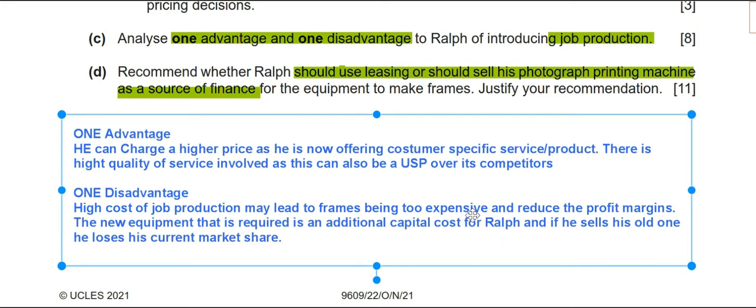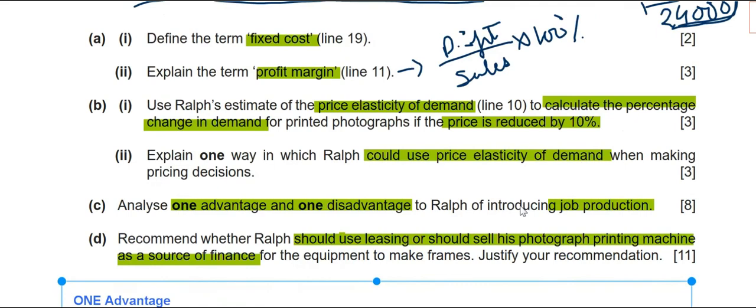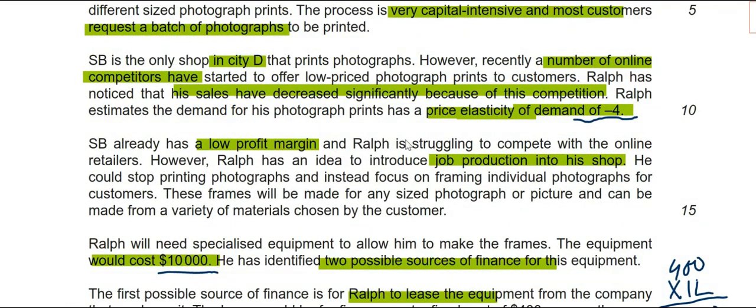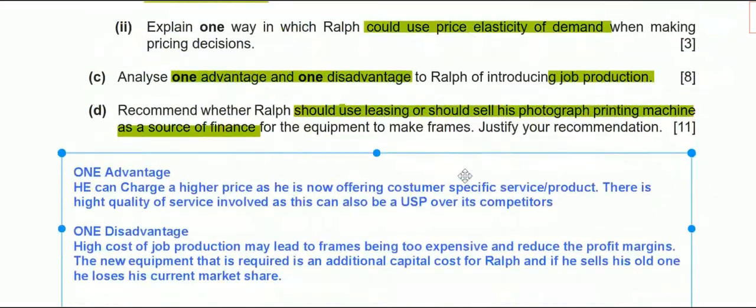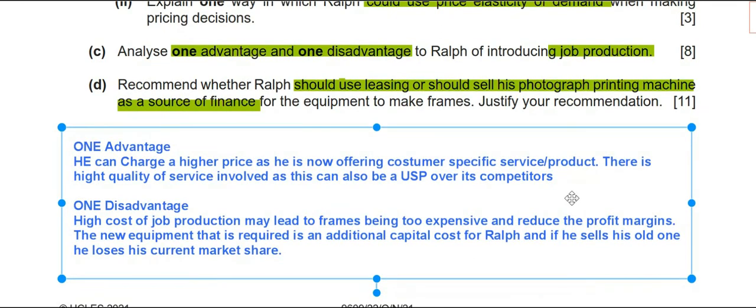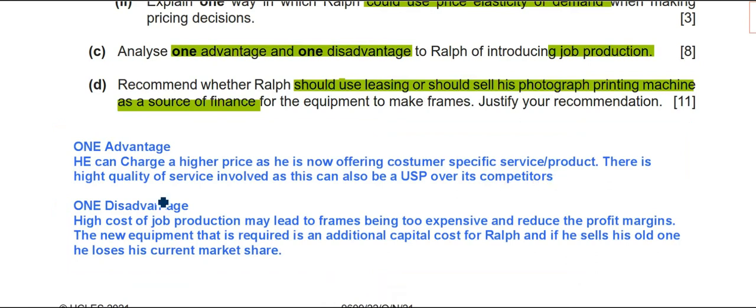And this can lead to more profit for Ralph, as he will be having this unique selling point over his competitors, because remember it was mentioned over there that now there are more online competitors available which are offering low price photograph prints. So definitely now he will be able to develop a particular niche for his product where he can charge a higher price, and this USP will give him a competitive edge over his competitors.